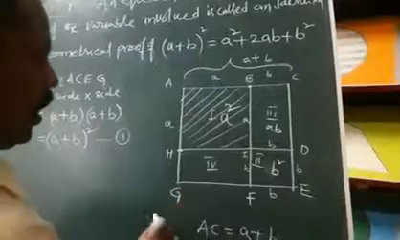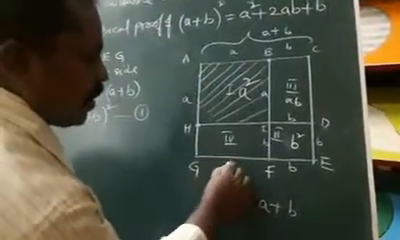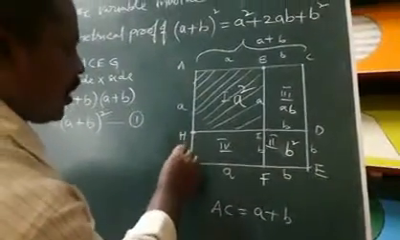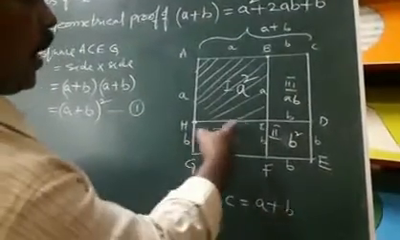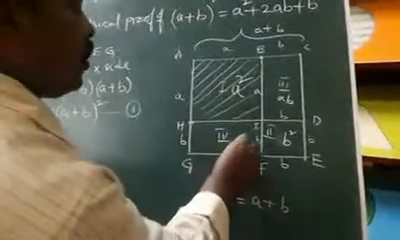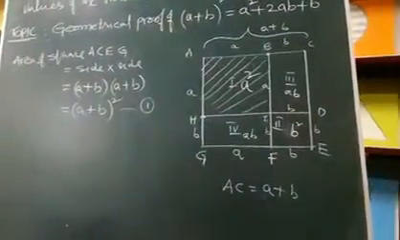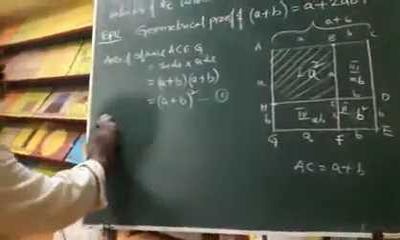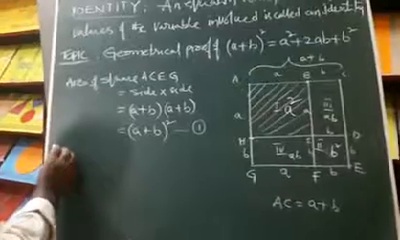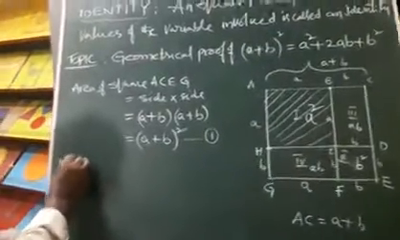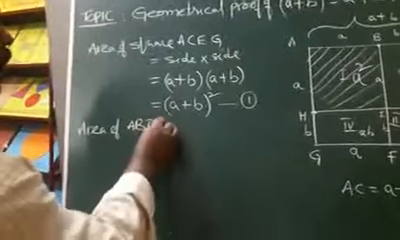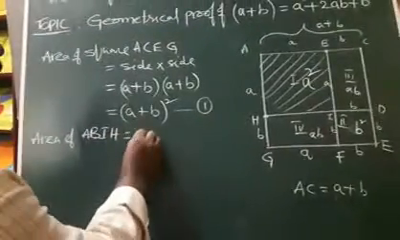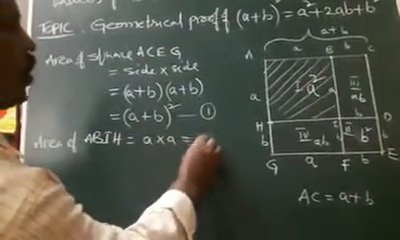Now see here, this distance is also A, and this distance is B. Therefore it is also the area of the rectangle, A into B. Okay, see children. Now see, area of ABIH is equal to A into A, which is equal to A square.